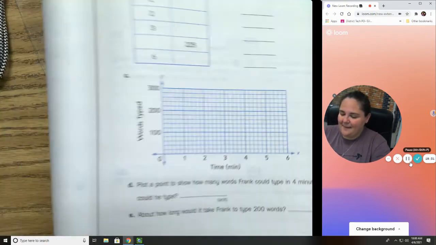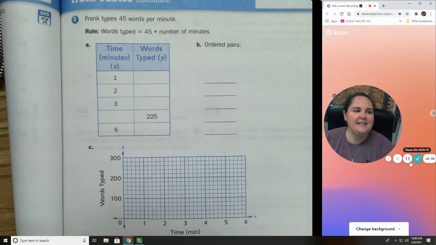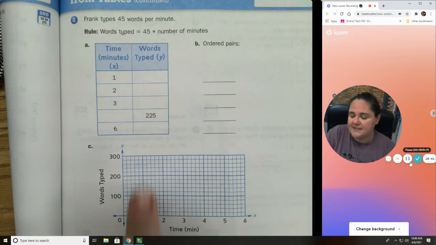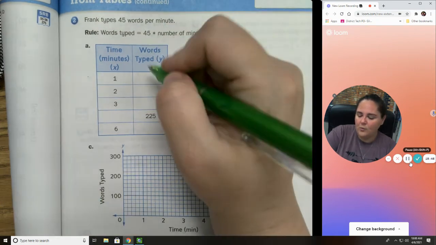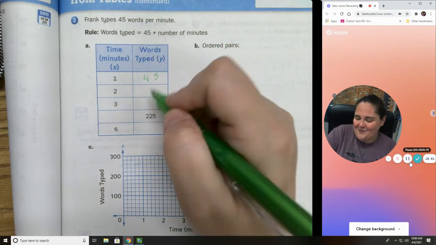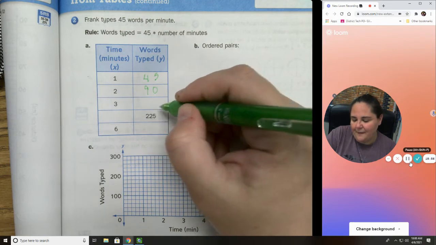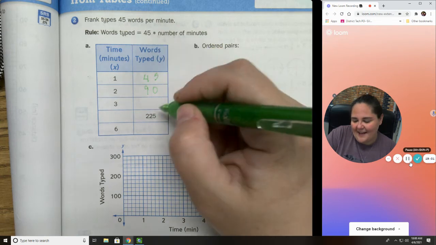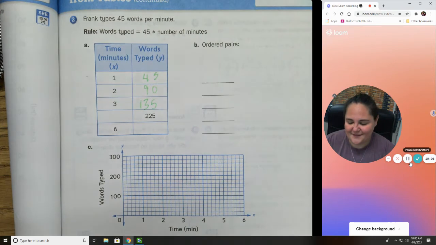And finally, my last little question of the day. Here we go. It says that Frank types 45 words per minute. So that means that my rule is going to be whatever this is times 45, right? 1 times 45 is 45. 2 times 45 is 90. 3 times 45. All right, I know 3 times 5 is 15. Carry my 1, 12, 13, 135.